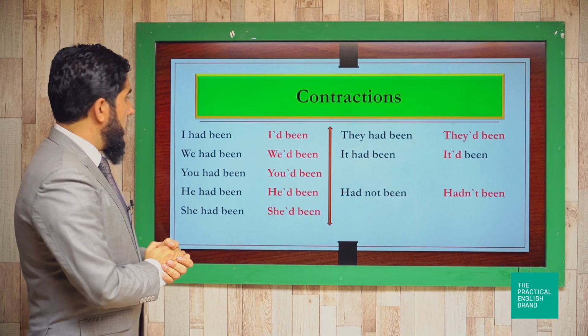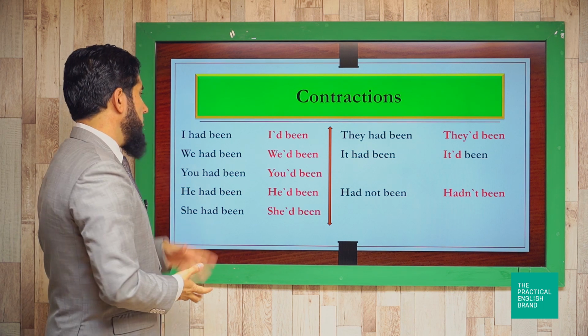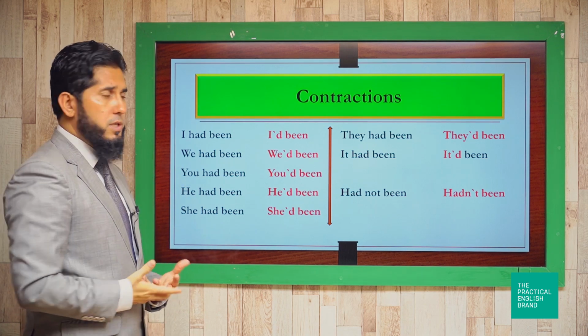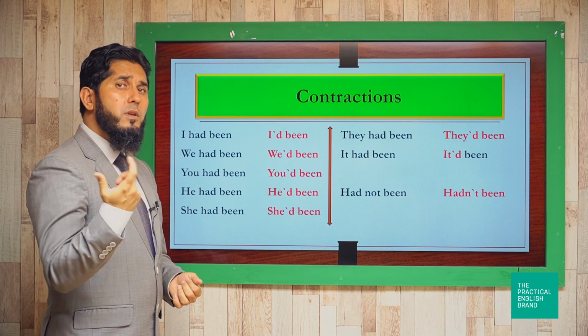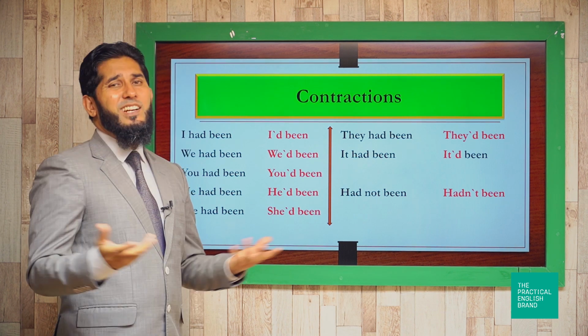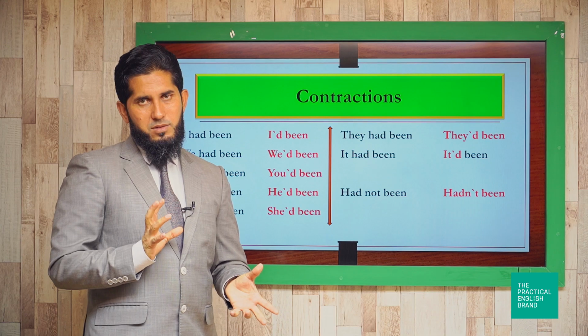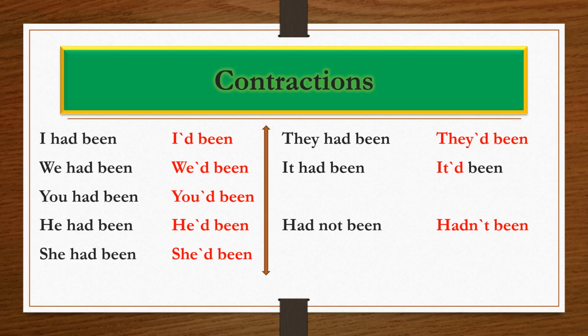And now we're gonna move to the next slide, contractions. Look, in spoken English, the short forms are very, very common. So learn the contraction forms or the short forms and try to use them in spoken English. Okay, so I had been becomes I'd been. We had been, we'd been. You had been, you'd been. He had been, he'd been. She had been, she'd been. They had been, they'd been. It had been, it'd been. Okay, had not been, hadn't been. So this is how we use the short forms or contracted forms.